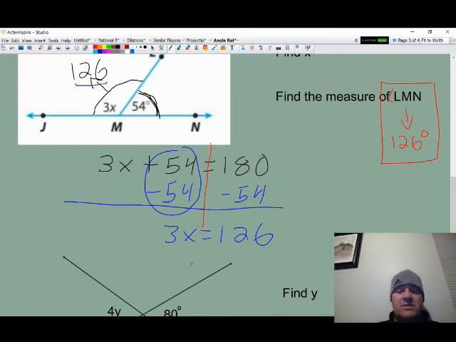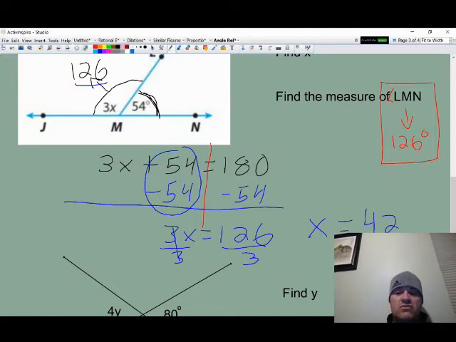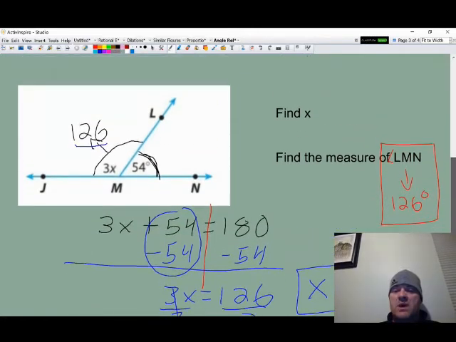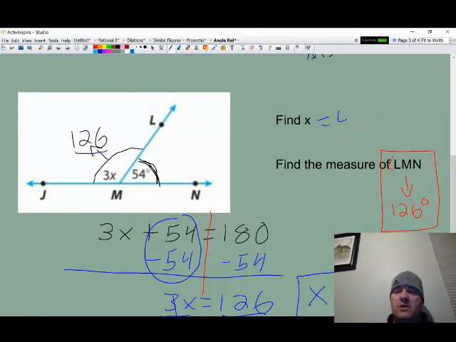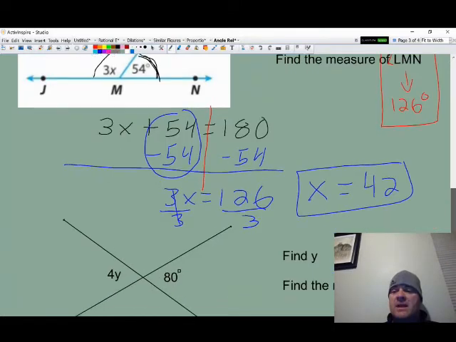Okay, divide both sides by 3. Divide this by 3, and x is equal to 42. Okay, you might have to do some extra math. Put 126 in the box, divide it by 3, call it good. But my answer is 42. So that's what x is equal to. When you plug that in, you get 126, add 54, I get 180, and that is it.